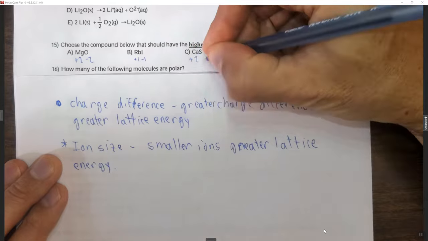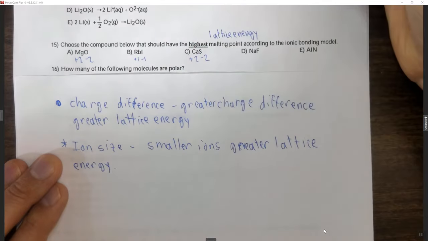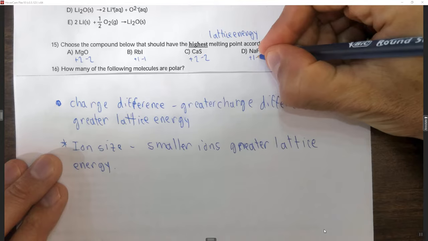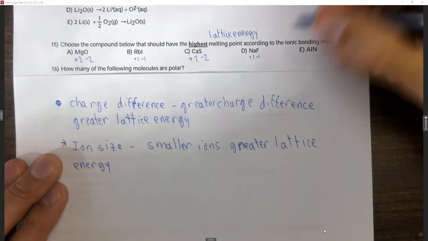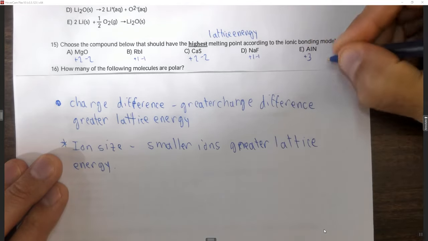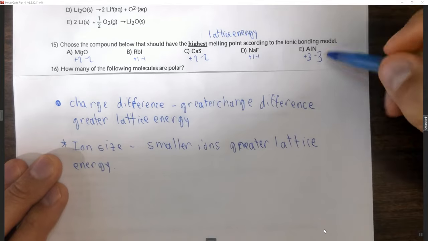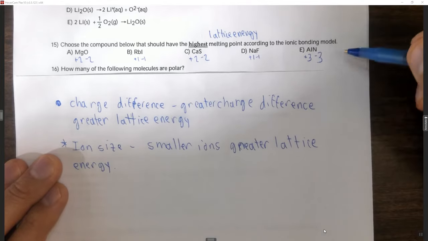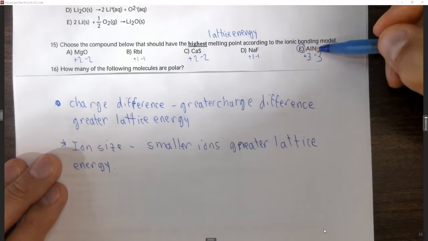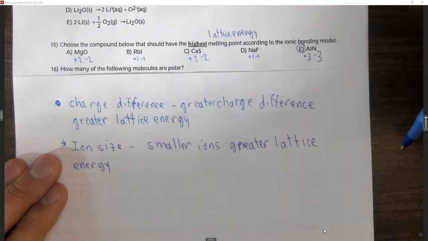CaS, +2, -2. Okay. NaF, +1, -1. All right. AlN. AlN is a 3A metal, +3, and is a 5A nonmetal, -3. Here the charge difference is +3 minus -3, or 6. So this has the greatest charge difference and therefore the highest melting point.